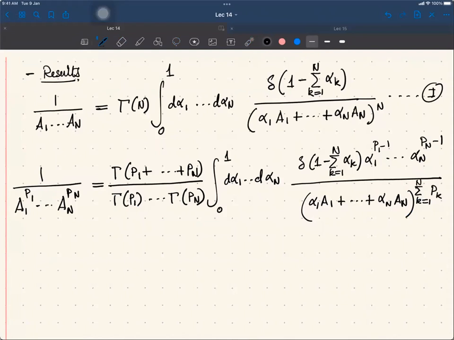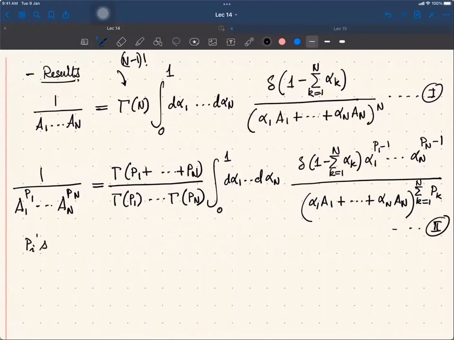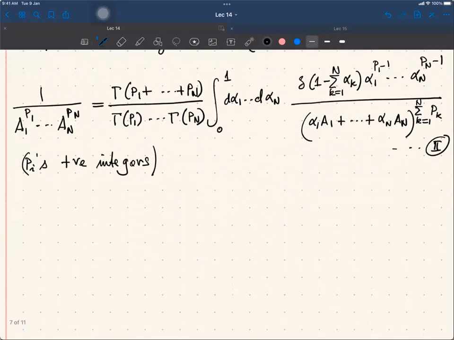This is the result. Let me call this number 2. Of course, if you set gamma n is n minus 1 factorial. Of course, the second result, if you set P1 to Pn all to be 1, then you get the first result. So these Pi's are positive integers.